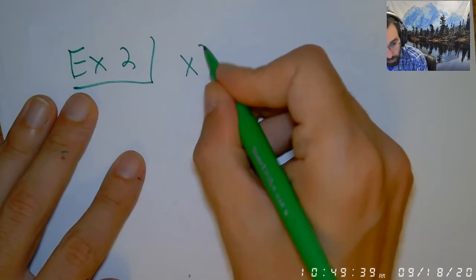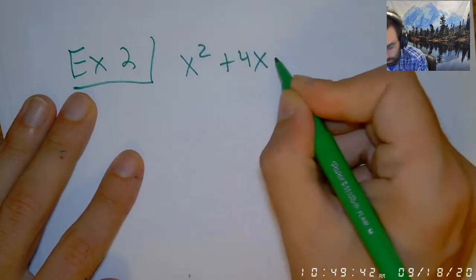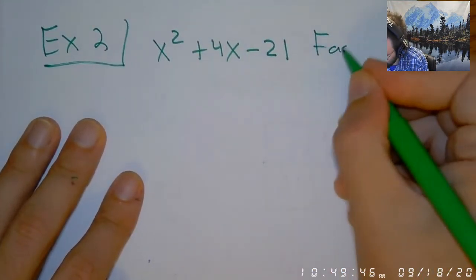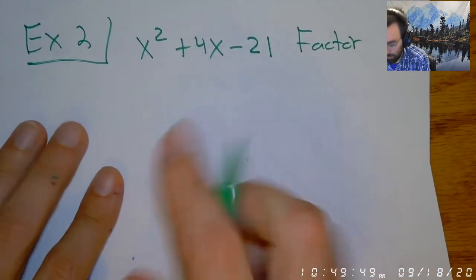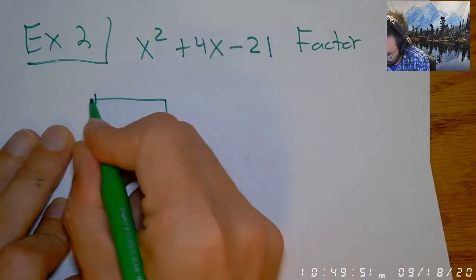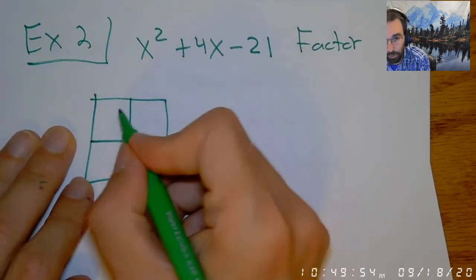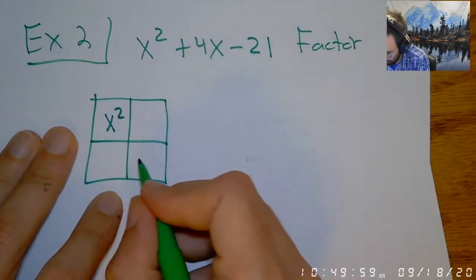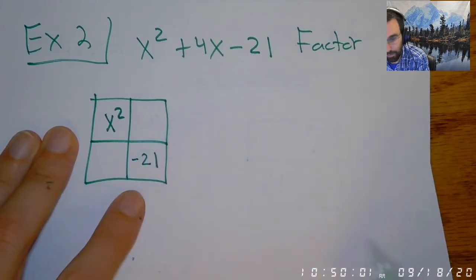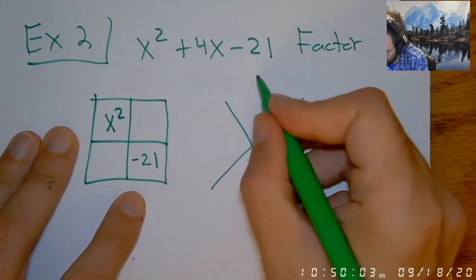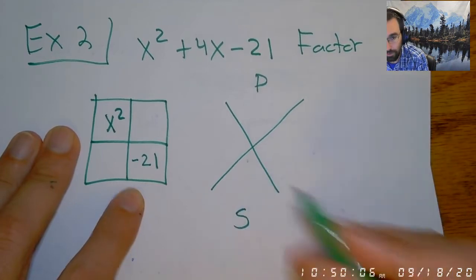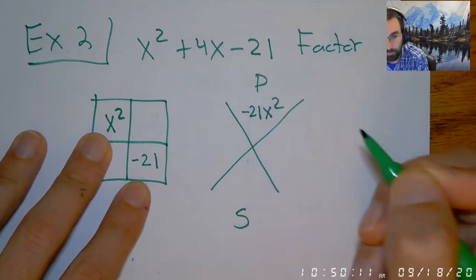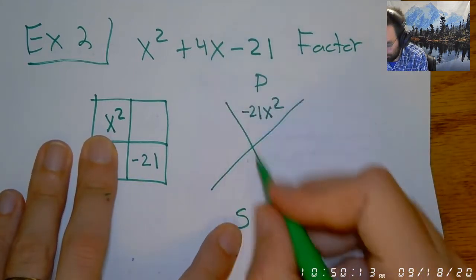So my last example that I'm going to do is x squared plus 4x minus 21. Okay? So I'm going to factor this. To factor this, I'm going to have a box. I'm going to put my squared term here. I'm going to put my, now do you see how it's negative? I'm going to put my constant here. I go to a mini game where I have the product and the sum. I multiply these two numbers to get my product. For my sum, I go with my linear term.